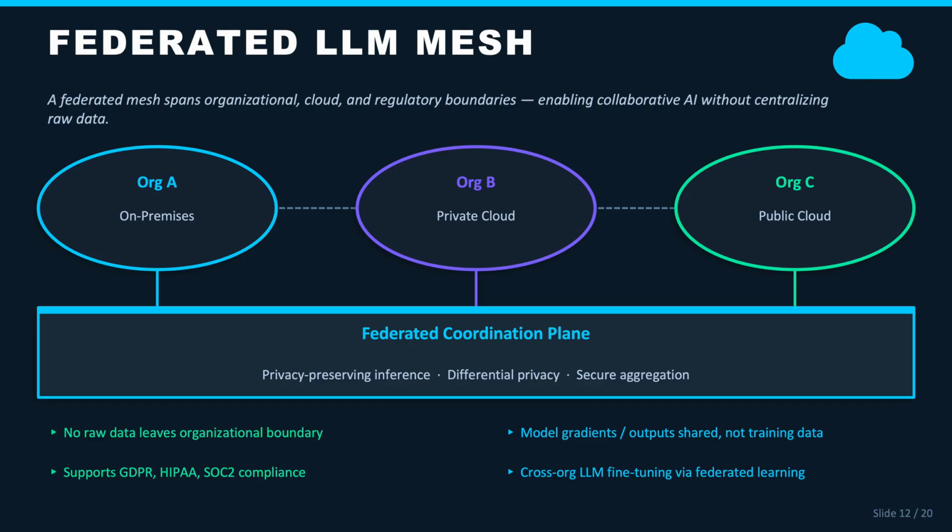The bidirectional dashed lines between organizations represent peer-to-peer mesh connectivity. Each org can consume capabilities from the others without exposing its underlying data. And crucially, this architecture enables cross-organizational LLM fine-tuning via federated learning. Multiple organizations can collaboratively improve shared models without any party exposing their proprietary data to the others.